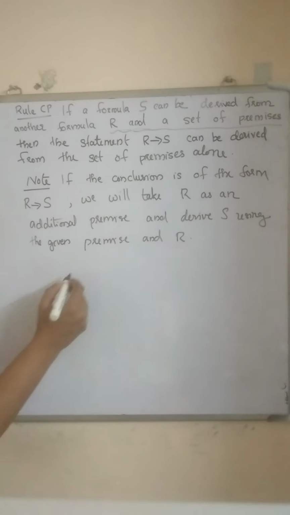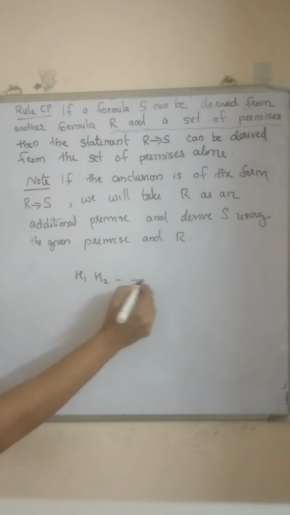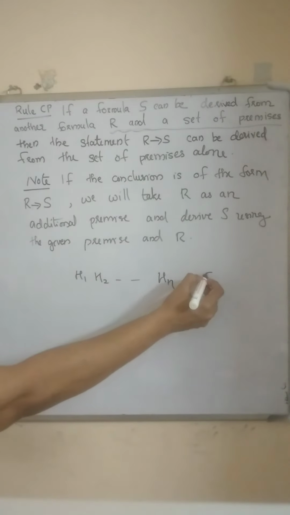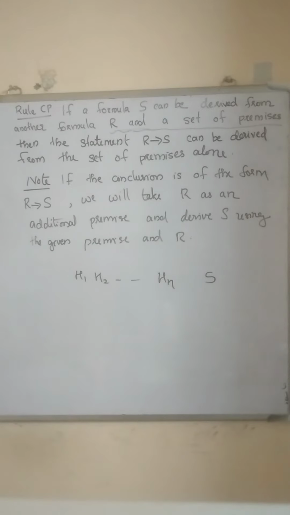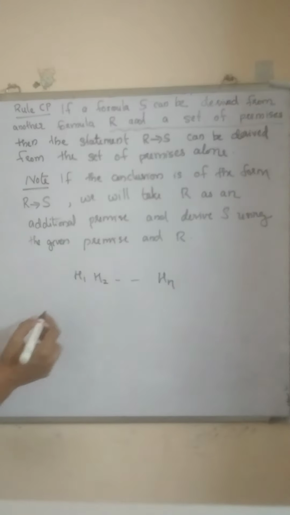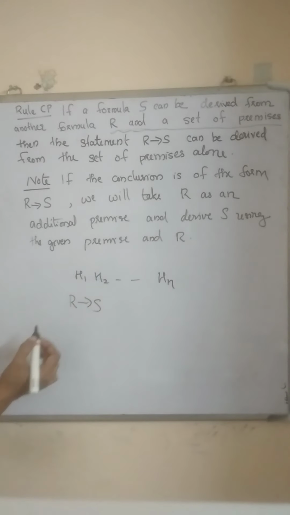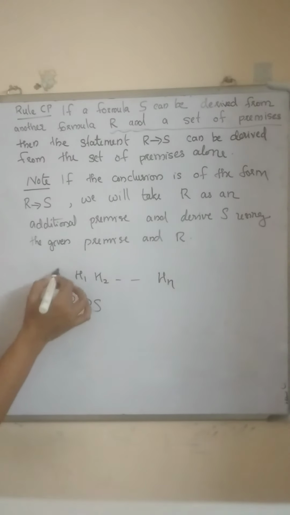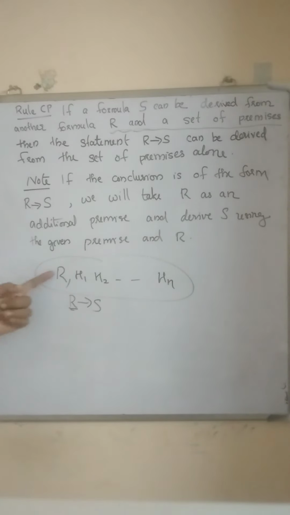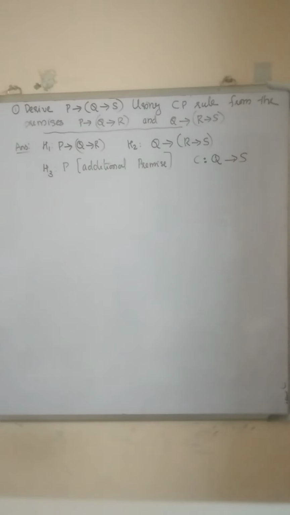If H1, H2, etc., Hn are the given premises and the conclusion is R conditional S, then we add this R as a new premise to the set of premises and then derive from this, and we get the conclusion R conditional S. Now we discuss a problem.